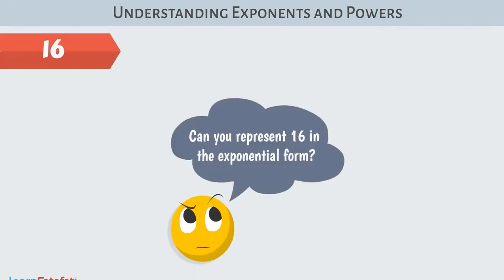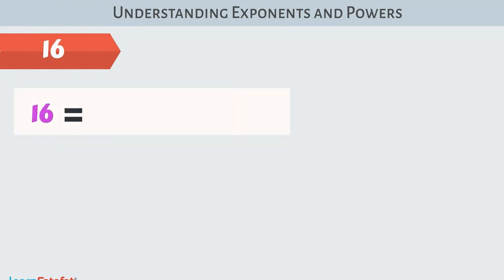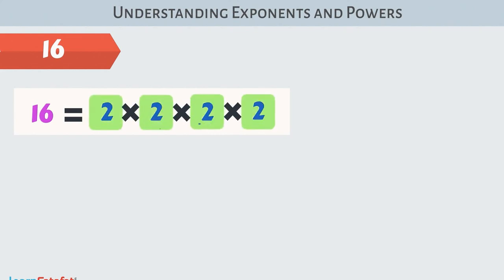Can you represent 16 in the exponential form? Of course. 16 is equal to 2 into 2 into 2 into 2. Here 2 is repeated 4 times. So we write exponential form of 16 as 2 raised to the power 4.